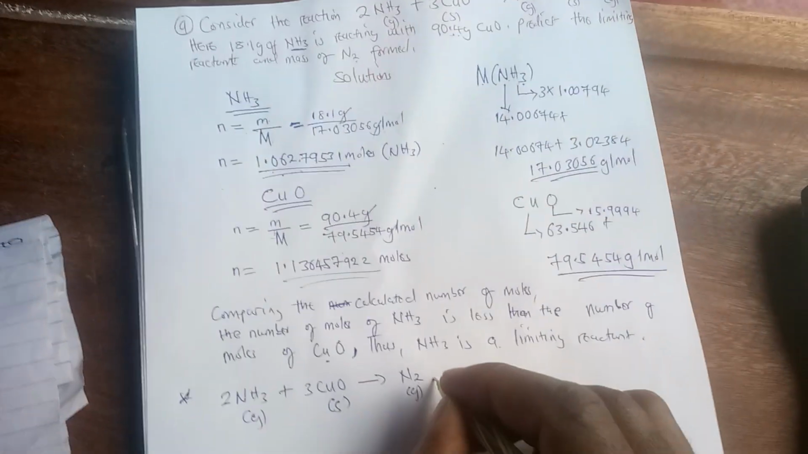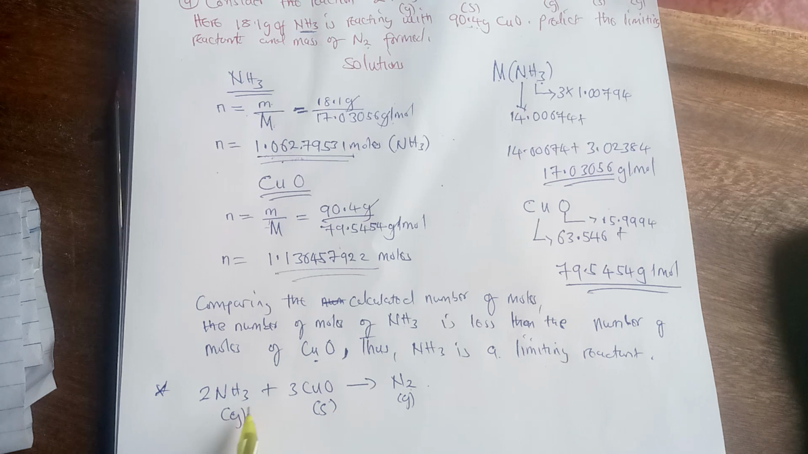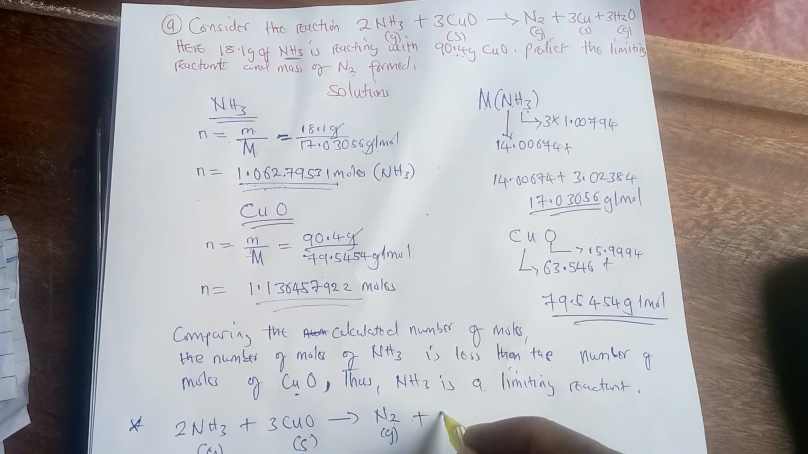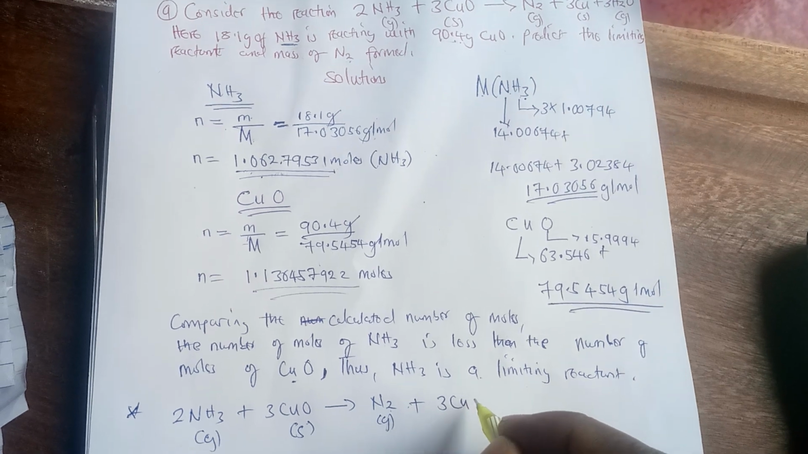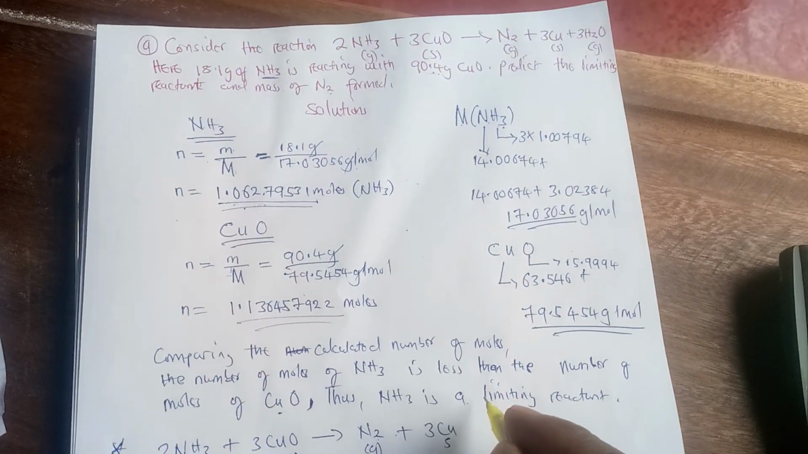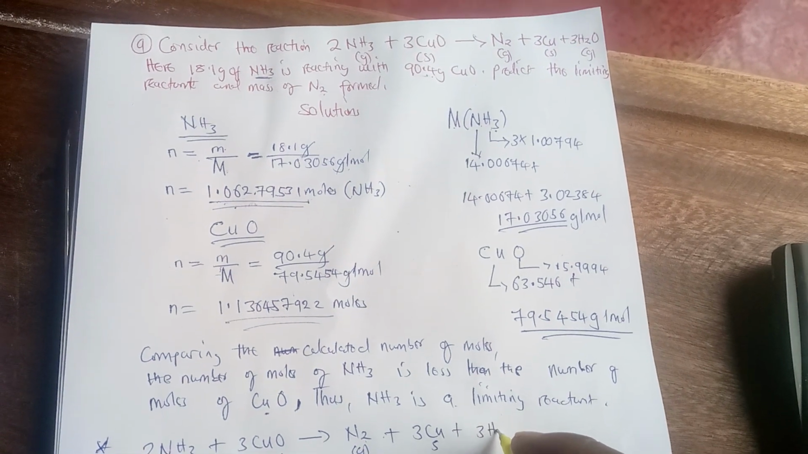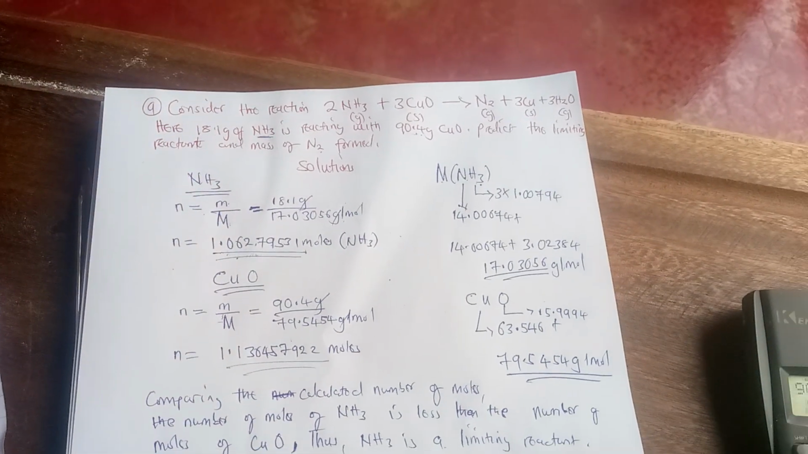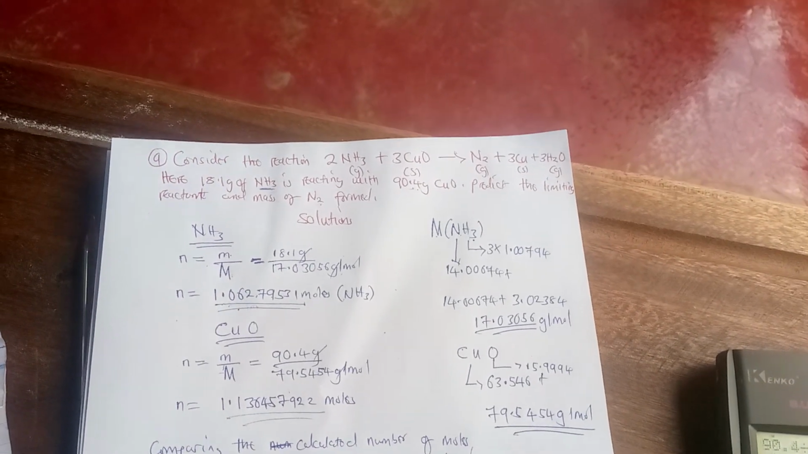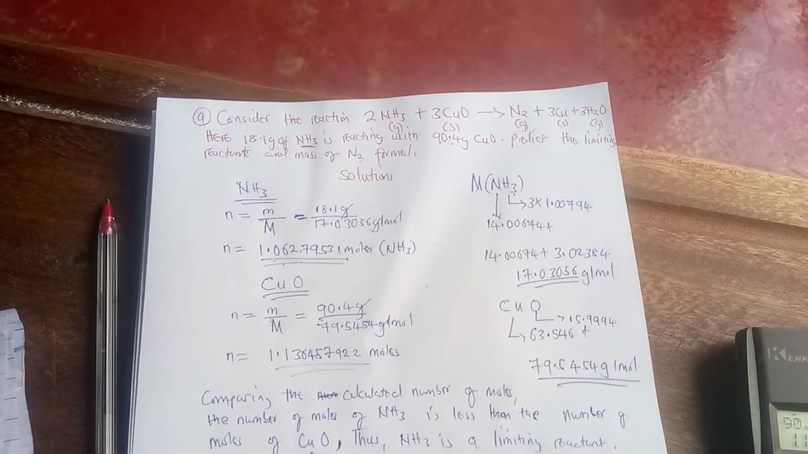So nitrogen gas, to give us nitrogen gas. So this is the chemical equation: ammonia reacts with copper(II) oxide to give nitrogen gas plus copper metal plus H2O, which is water in gaseous state. Now they are asking how much of N2, which is nitrogen gas, is formed.